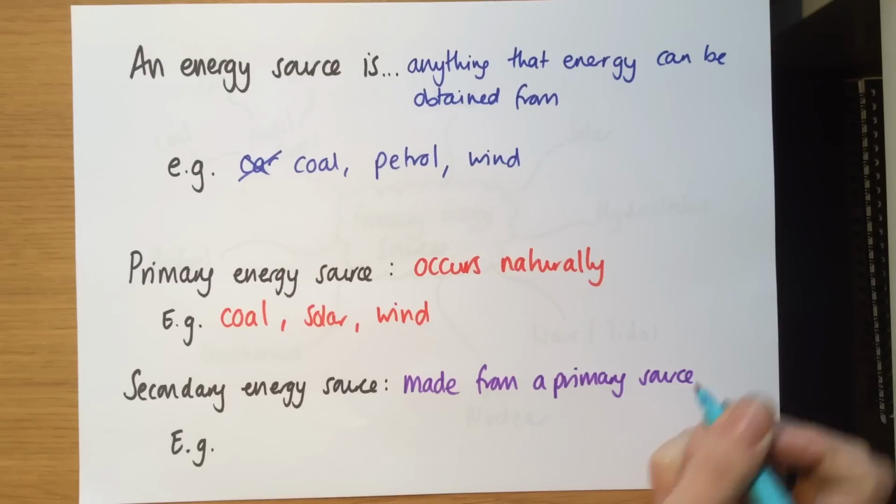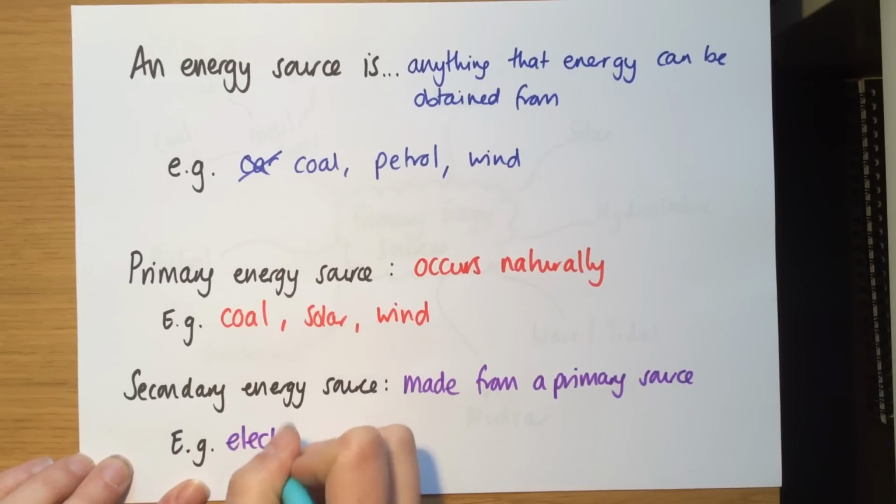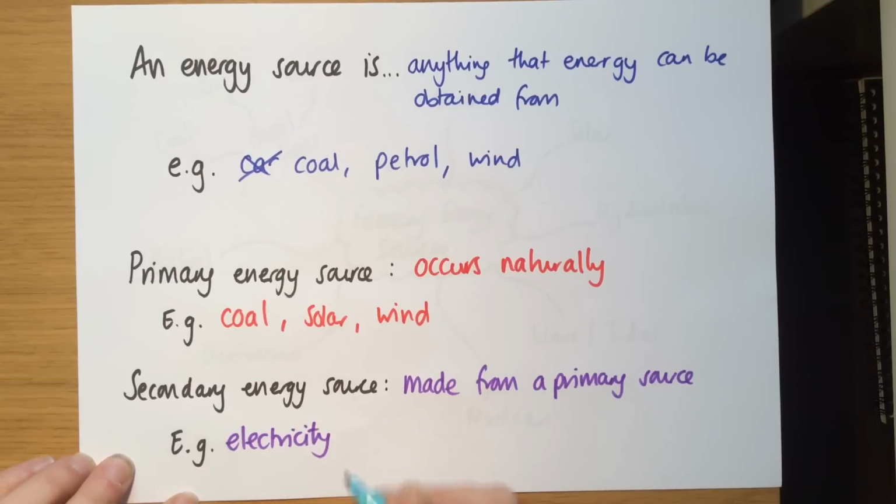Now the big example that you need to know about is electricity. Electricity does occur naturally, lightning, but you can't really harness it there. You can't use it to power your lights or your house or anything like that. We make it using a primary source. We make it using coal, or we make it using solar energy or anything like that.